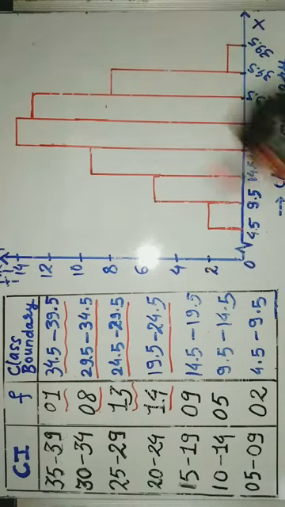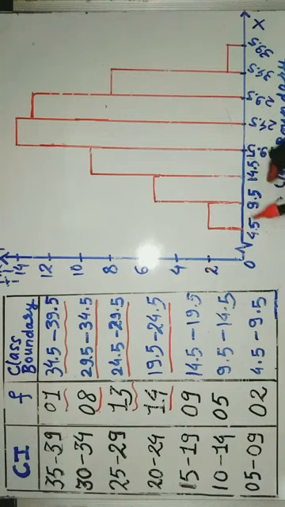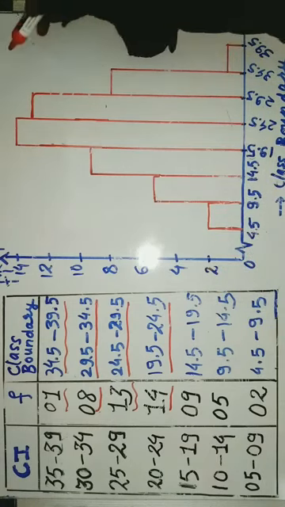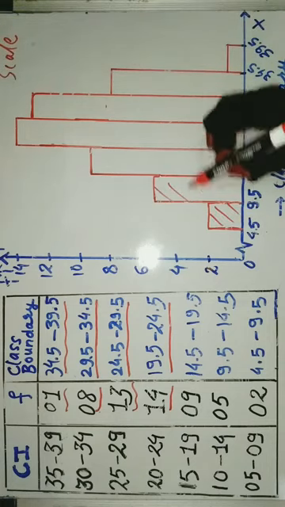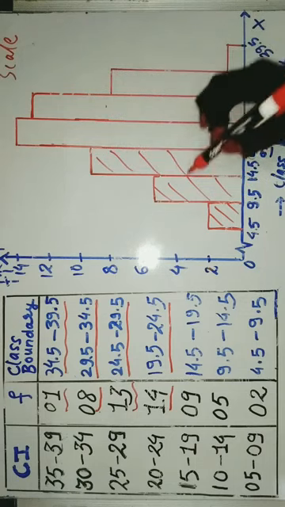Here you can write the scale that you are going to take. Here 1 centimeter represents 2 frequencies, and similarly 1 centimeter represents 5 class boundary. So you can write a scale here. Now you can also draw some pattern on these rectangles. So this is our final histogram.